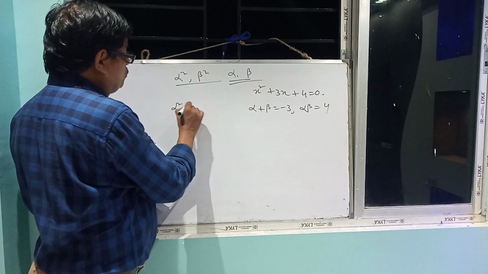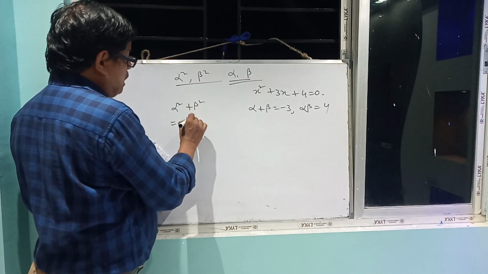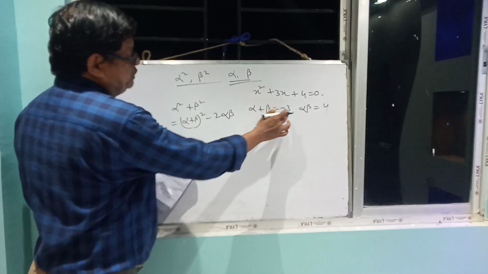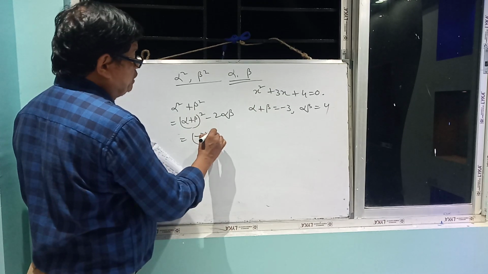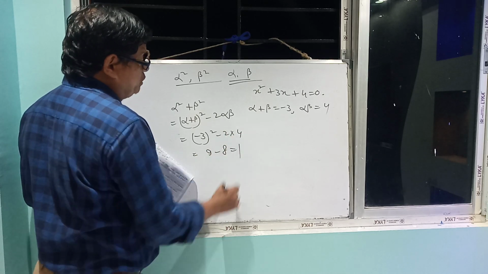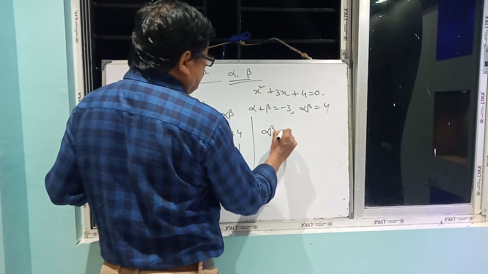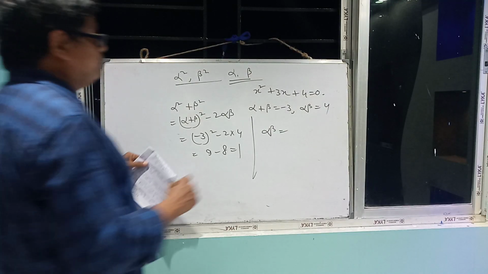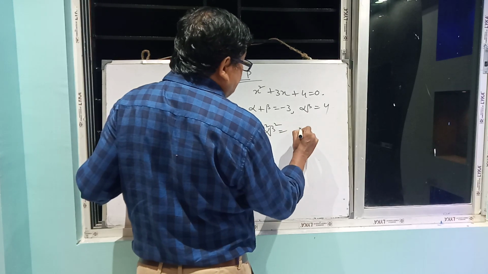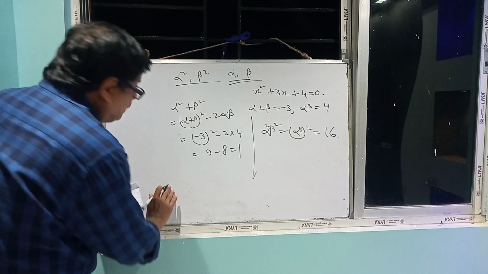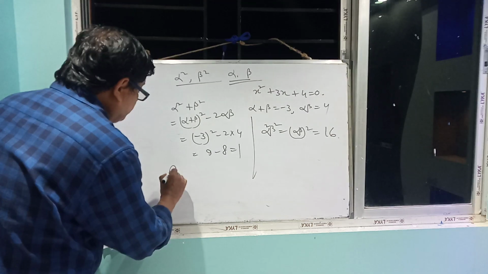So alpha square plus beta square: find alpha plus beta whole square minus 2 alpha beta. So this is minus 3 whole square minus 2 into 4, so 9 minus 8 equals 1. The product is alpha square beta square, that is alpha beta whole square, so 16. So write the new equation, the required equation, right?